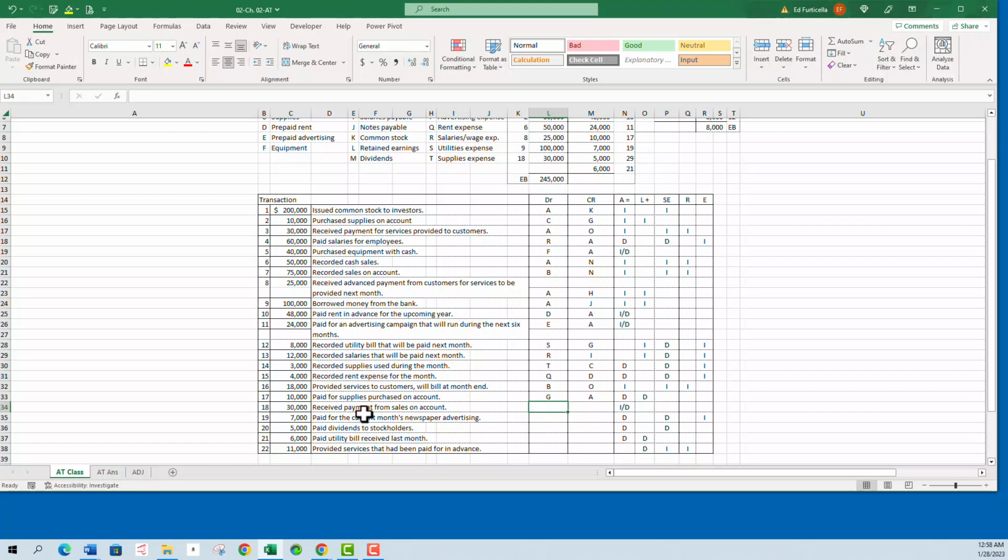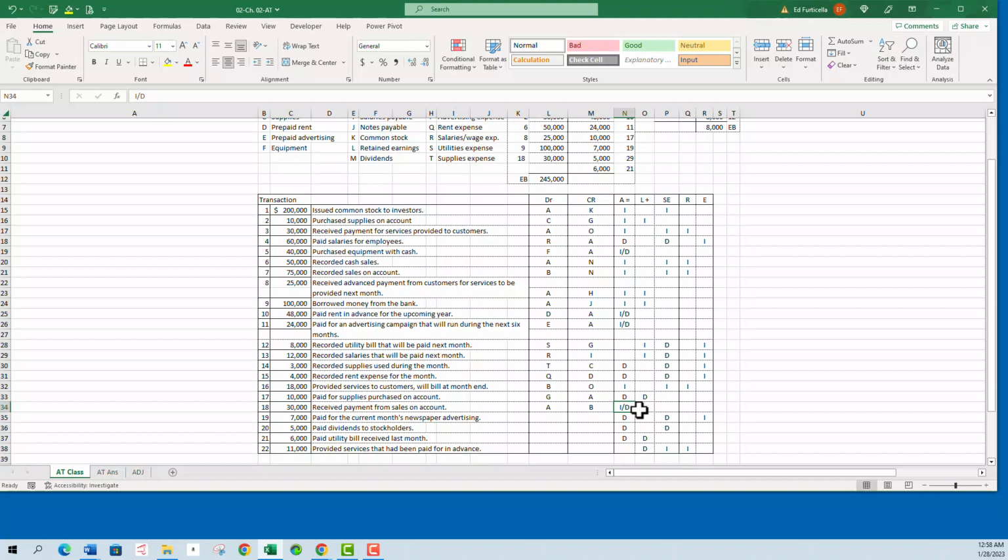So we're going to debit the asset A, cash, because we have an increase in cash. And we're going to credit the asset accounts receivable, letter B, because we have a decrease in the asset accounts receivable. In our accounting equation, we have both an I and a D in the asset column because we have one asset increasing, cash, and another asset decreasing, accounts receivable.